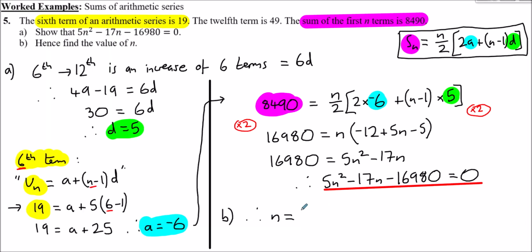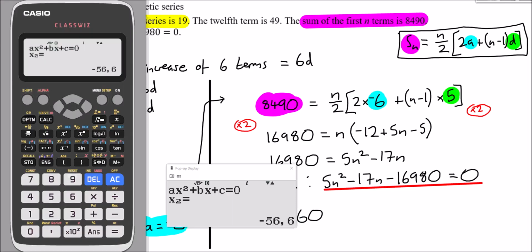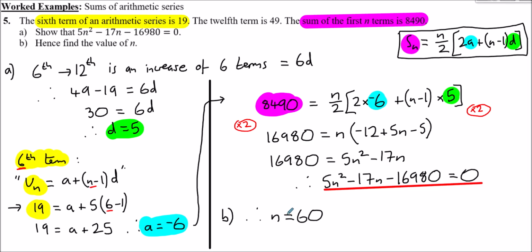Therefore n equals 60, because obviously the nth term, n has to be a natural number. It's either the first term, the second, or the third. It can't be negative, and it certainly can't be a fractional term either. So we reject this one. We say that therefore n must be 60. There must be 60 terms in this sequence if the sum of it is 8490.